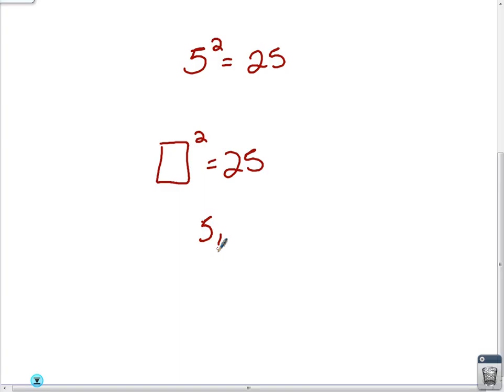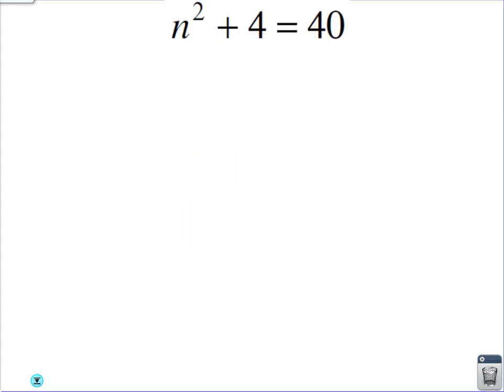What's negative times negative? A positive. So what's negative 5 to the second power? Also 25. Most of the time, quadratic equations will have 2 answers. Actually, if you want to get technical about it, they'll always have 2 answers, but sometimes those answers will be the same. So let's look at some problems now.